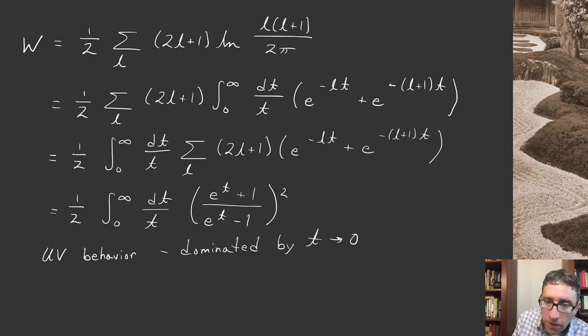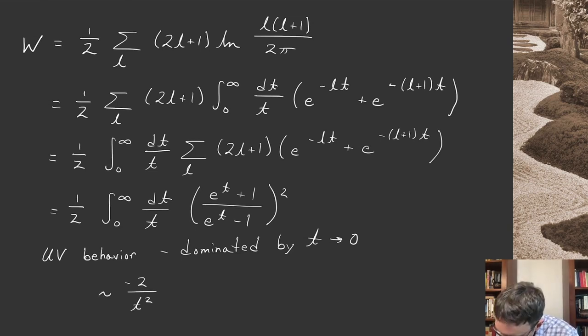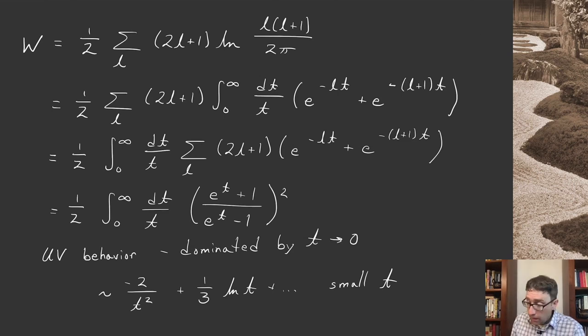So I'm interested in the UV limit, just like we were in the case of this 2D scattering in quantum mechanics. So in that limit, there's a power law divergence, which goes as 1 over t squared, and then there's a log divergence, and then there's finite bits. This is a small t expansion of the integrand. And I claim that this piece doesn't really contain any physical information. It's regulator dependent. It's very sensitive to how we set up the theory. But this 1/3, on the other hand, does contain physical information.